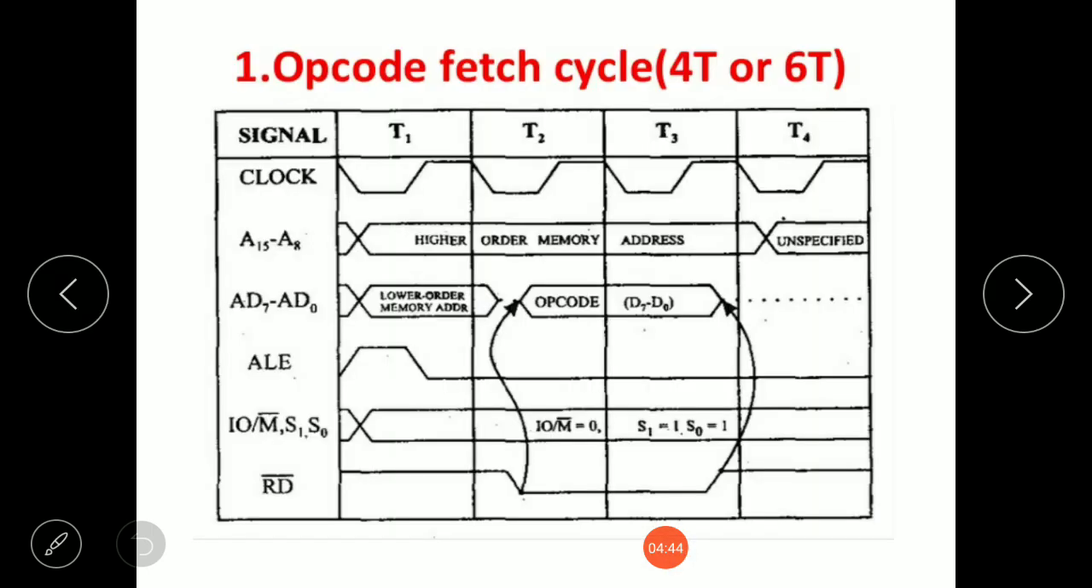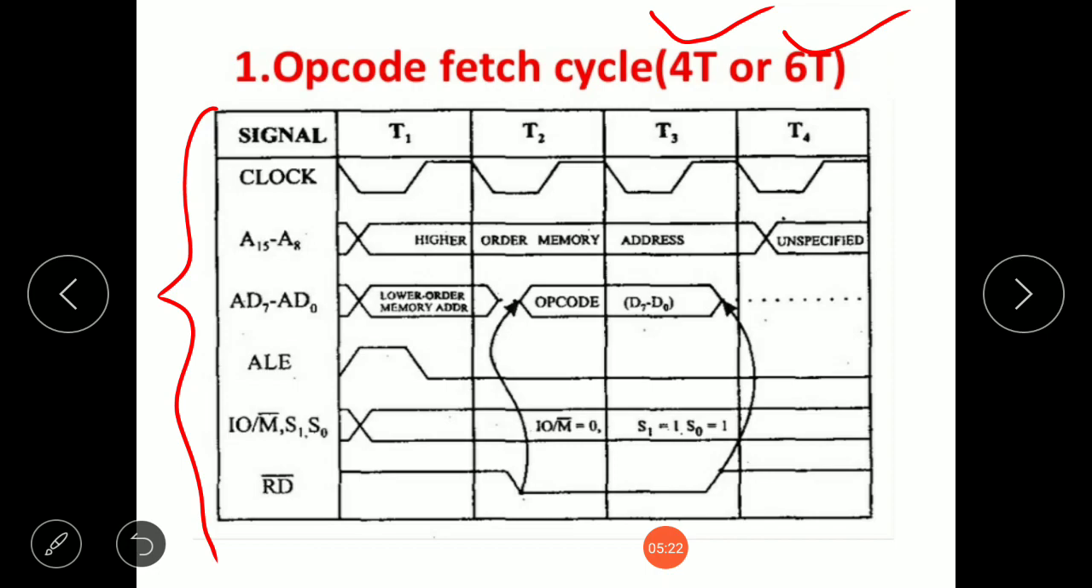Now let's go back to the timing diagram and see how the signals are being displayed. There are 4 T states in the opcode fetch machine cycle, as I've already told you. In many instructions you will see the opcode fetch machine cycle has 4 T states, whereas in some instructions it has 6 T states. Let's first talk about the 4 T states opcode fetch machine cycle.